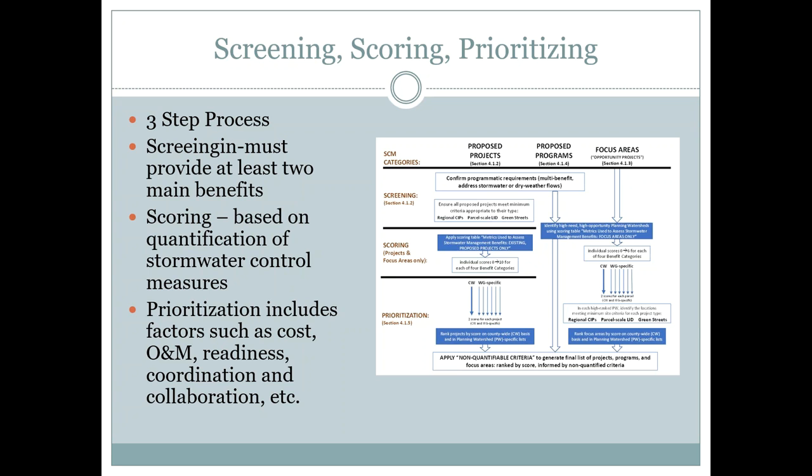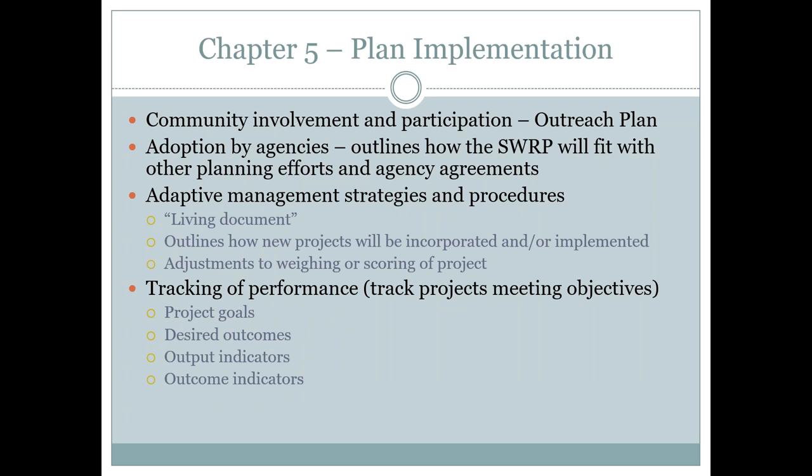So even if you have a project that has good quantification of benefits, it may also have a readiness to proceed and a low cost. We're trying to balance those variables so that we can rank things in each watershed area. And then chapter 5 is where we're at today.